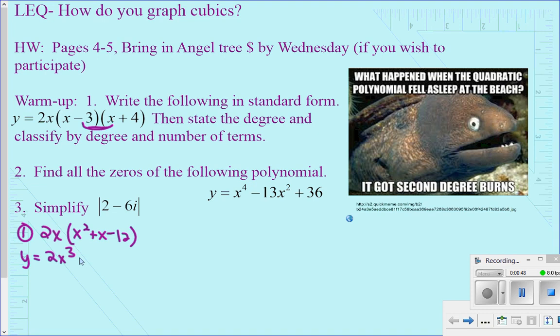2x times x is 2x squared. And 2x times negative 12 is negative 24x. So now I have my equation in standard form. The degree is the highest exponent, which is 3. And because it's degree 3, it's cubic. And because there are 3 terms, it's a trinomial. So this is a cubic trinomial.